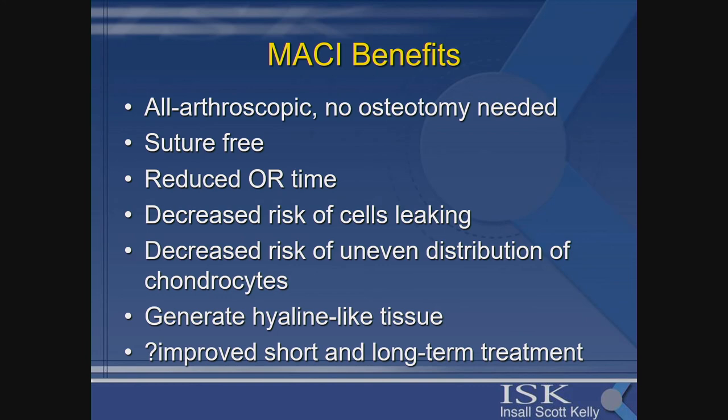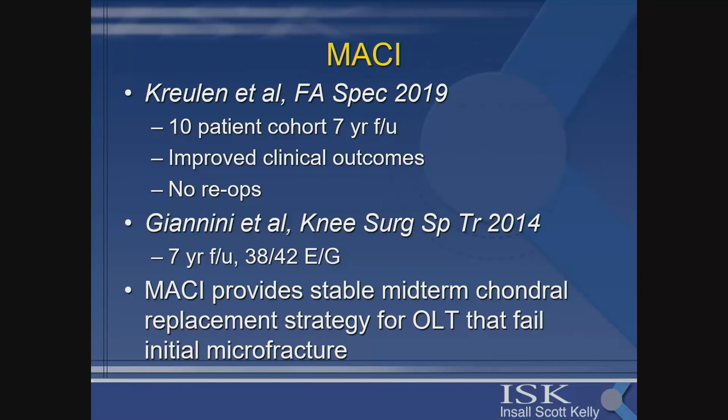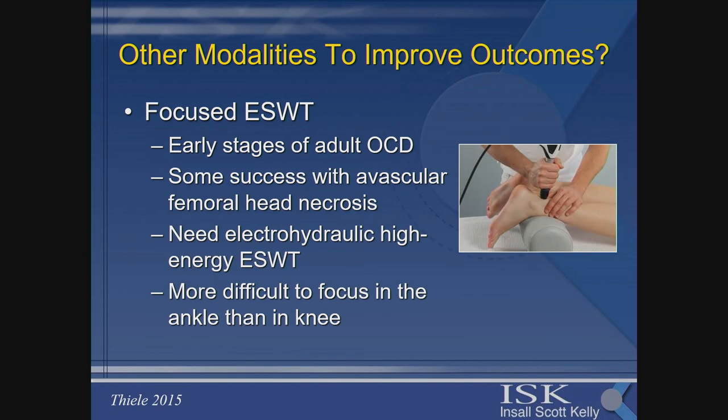So the benefits are this is an all arthroscopic technique. You don't need to do any kind of open procedure or osteotomy. It's suture free, so the OR time is significantly reduced. There's less chance of the cells leaking out from under the periosteal patch. There's decreased risk of an uneven distribution of the chondrocytes, and it can generate potentially hyaline-like tissue. But we don't know anything right now in terms of the long-term results of this. There are a few studies out there that have shown good results in the midterm, but we'll have to wait and see how they do.